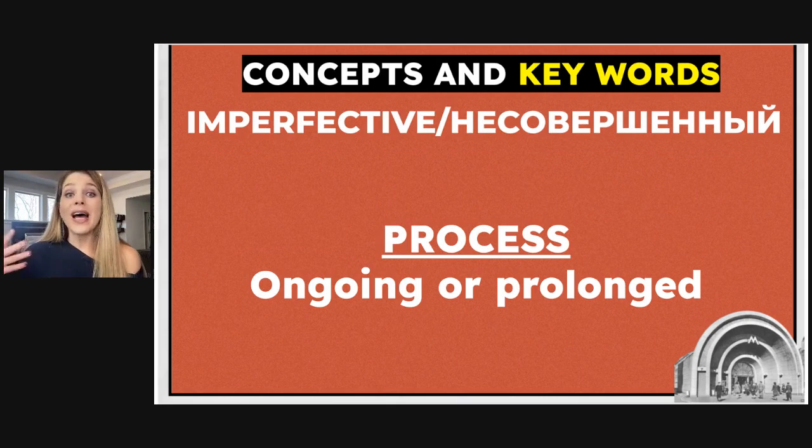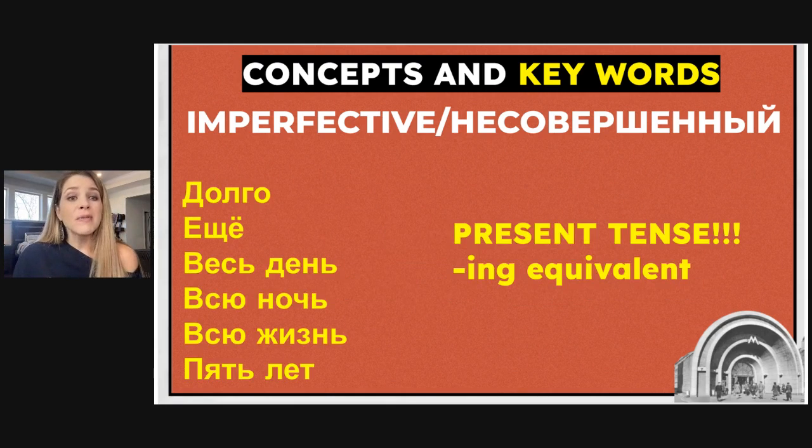Okay, so another part of несовершенный вид is process. Again, because this is incomplete, we don't care whether this thing got completed or not. So anything that implies that this was an ongoing action or it got dragged out for a long period of time, it was prolonged.